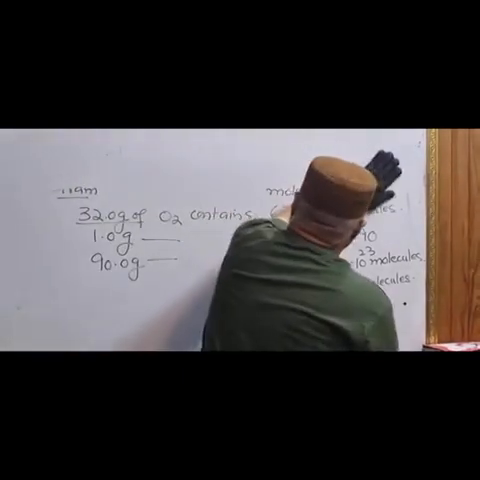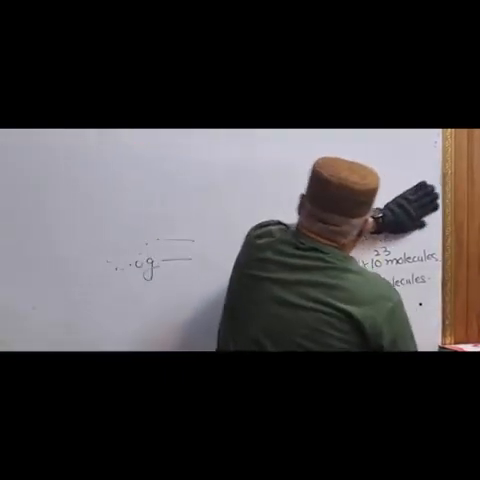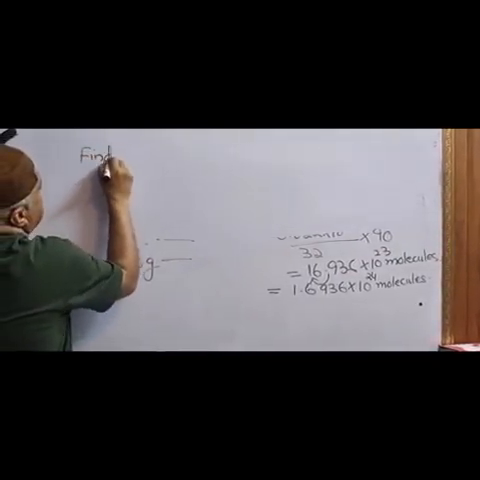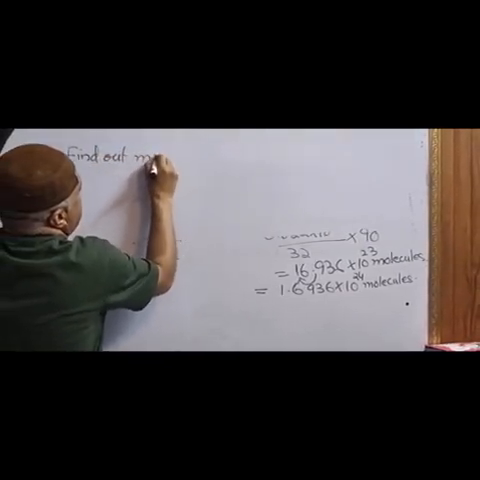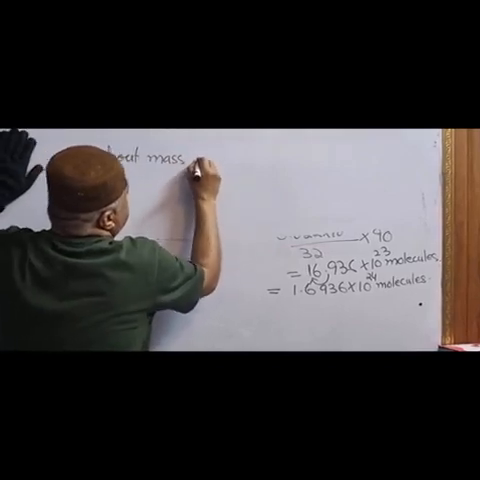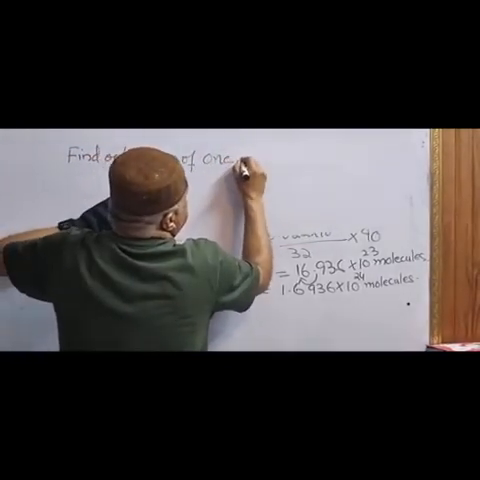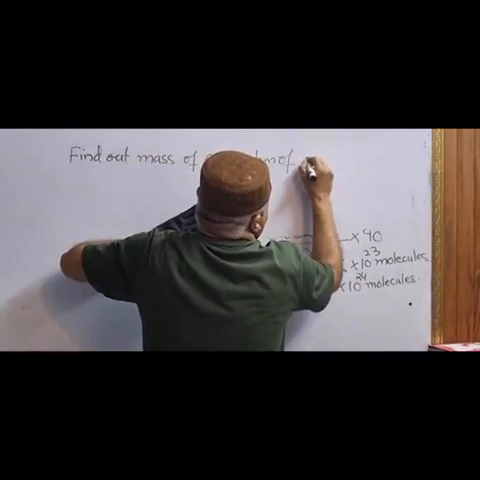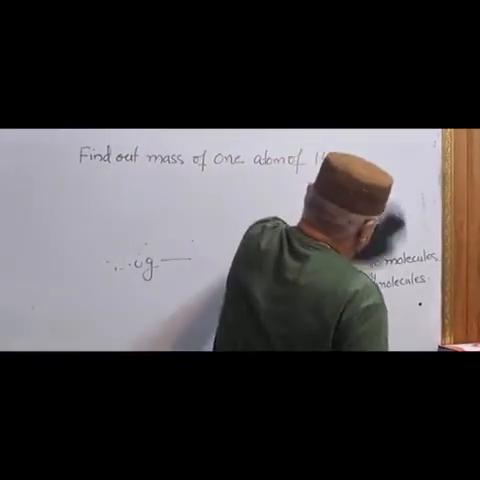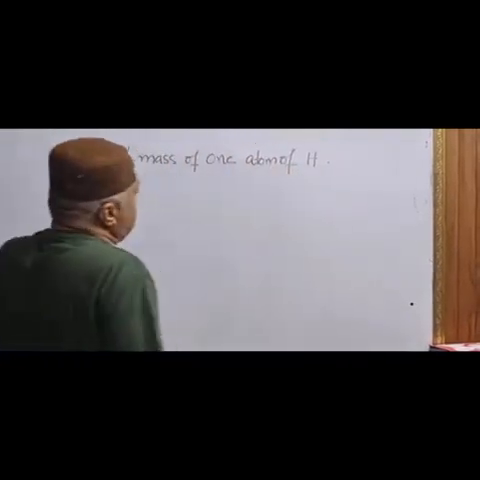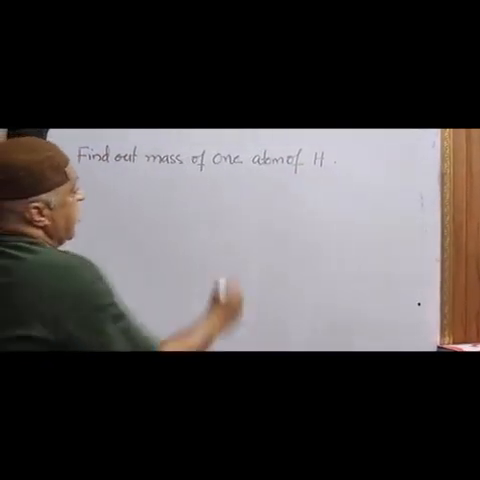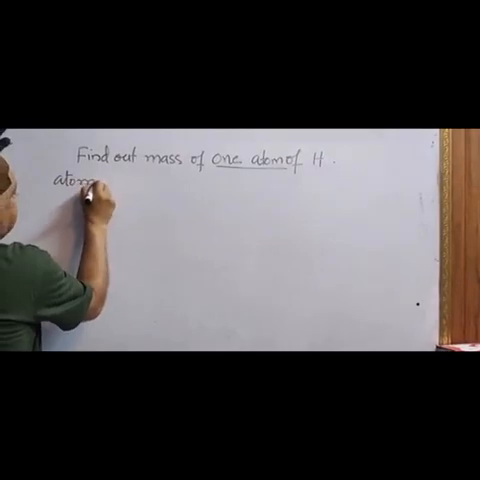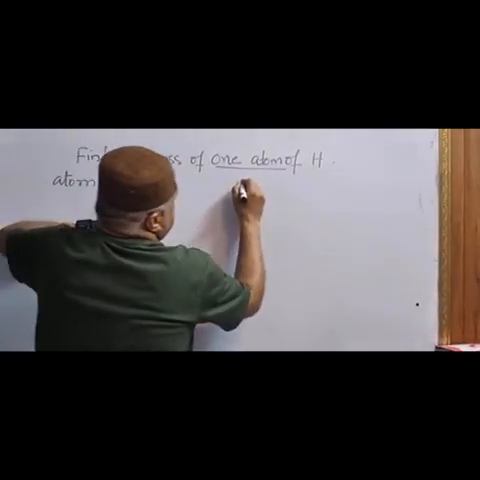So a question can be asked in this way. Find out the mass of one atom of hydrogen. We have to find out the mass of one atom of hydrogen. Now what is given is one atom, means we write here the atom's side, and here we write the mass.